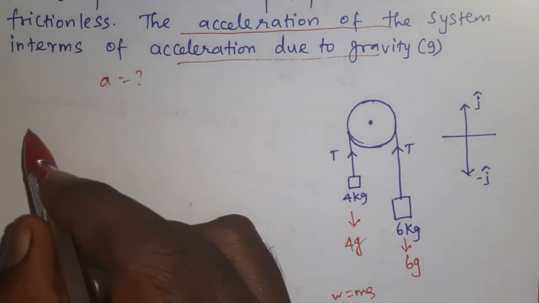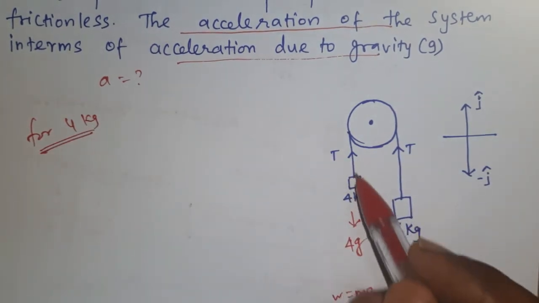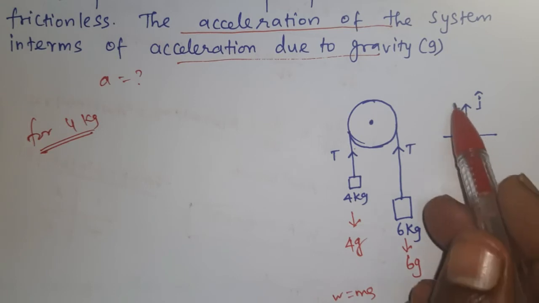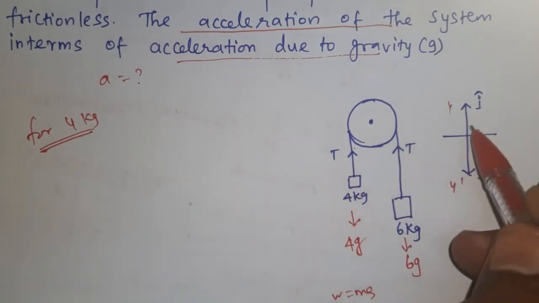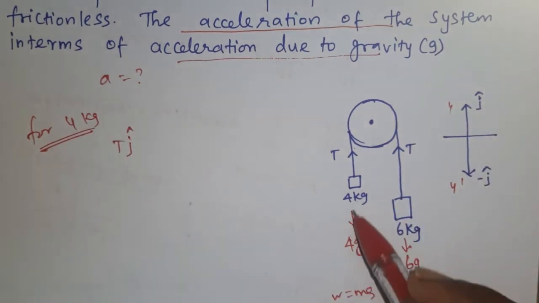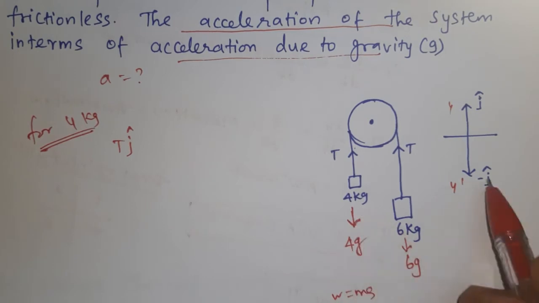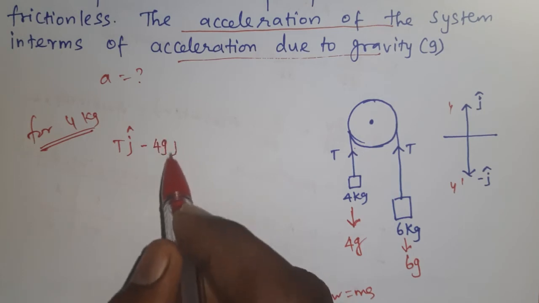So for 4 kg, this T is acting in the upward direction. This upward direction coincides with the j cap, along the y axis. So this T coincides with the j cap: T j cap. Then this 4g, the weight of the body, coincides with the minus j cap. So minus 4g j cap.